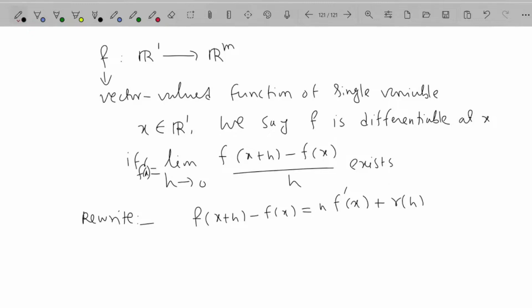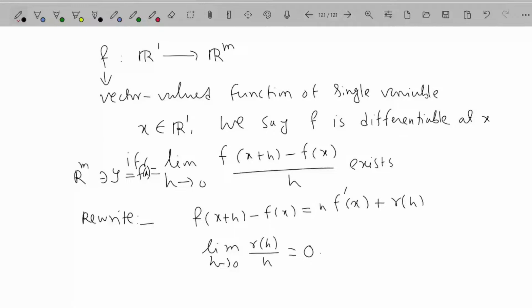So this is a vector. This f dash x is nothing but a vector y in Rm. Like what we did last time, we can again rewrite this, where the limit as h tends to 0 of R of h by h is obviously 0 in this case. Again, this is a vector, now a zero vector.